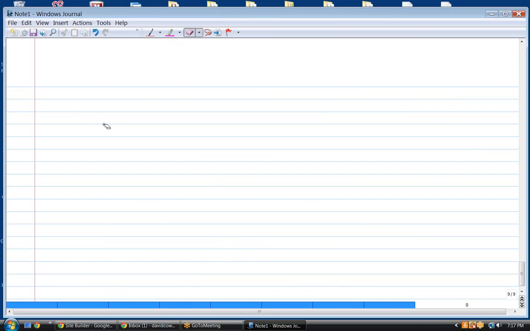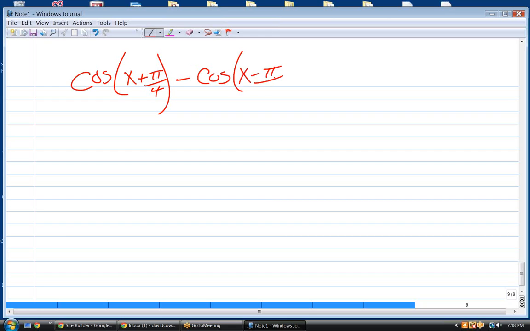Just another one similar to that one. Cosine of x plus pi over 4 minus cosine x minus pi over 4. This one we got to be a little careful with the parentheses because we're subtracting. Okay, let's translate this. That's equal to 1. The whole thing is, sorry.